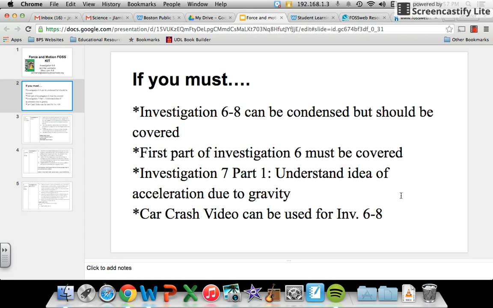And then finally, this car crash video, I've talked about it before. It's not introduced in your teacher guide until investigation 8. But it has some really great concepts, and you could even do it after you do investigation 6, but it's definitely something that the students need to watch.